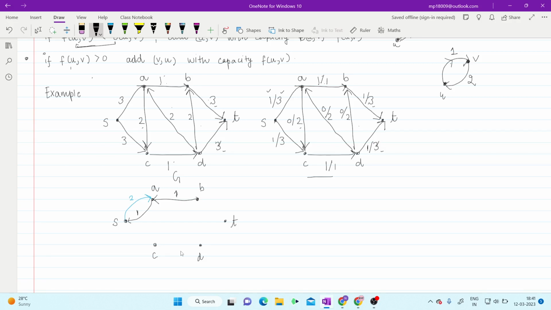What about BT? What all edges will be there for BT in the residual flow? Yes. B to T is 2. And T to B is 1.